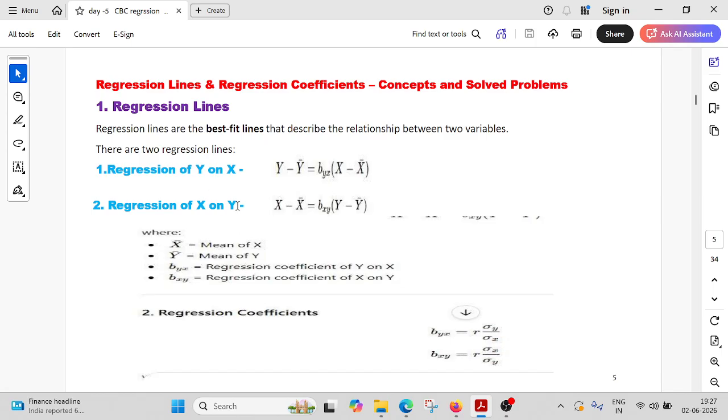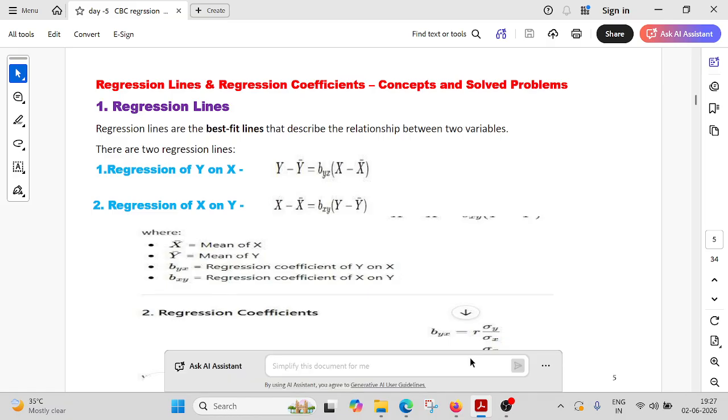The values will be given. I'll show you by taking problems in today's class, right? So x bar is the mean of x, y bar is the mean of y, that you understood. byx and bxy, those two are the regression coefficients. So how can we write these two equations?